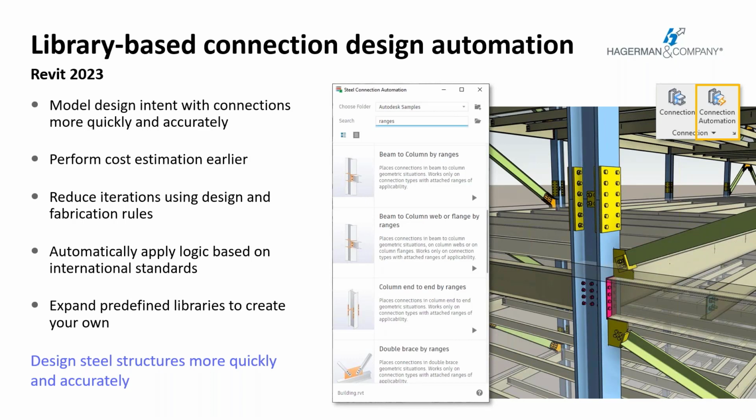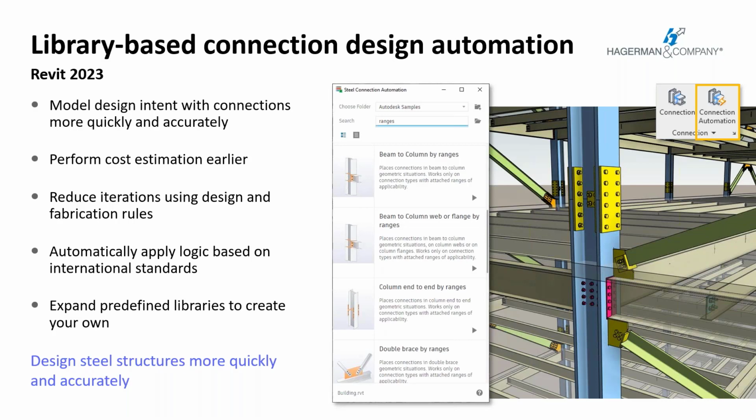Revit 23 adds library-based steel connection design automation features. You can both model your design intent faster and embed structural engineering and fabrication rules to reduce iterations. Sample rules are provided for placing steel connections based on predefined ranges of applicability. These are found in the steel connection automation player.